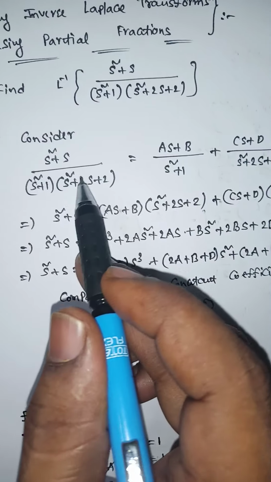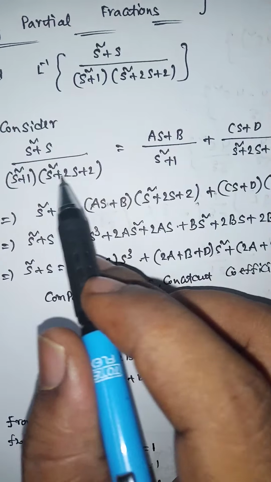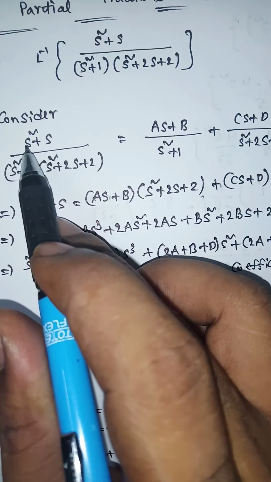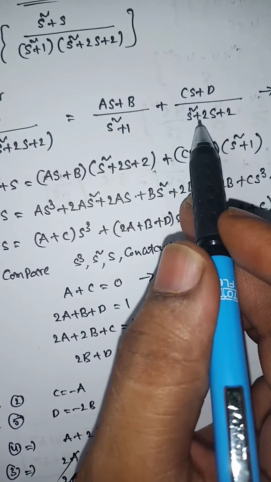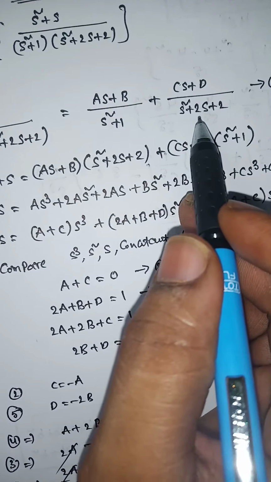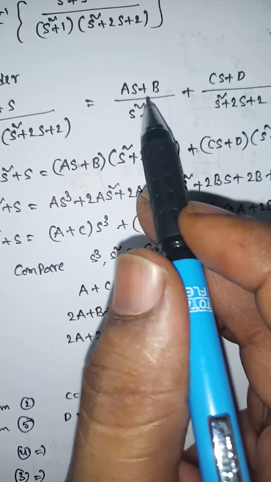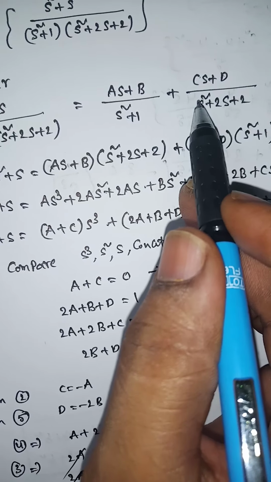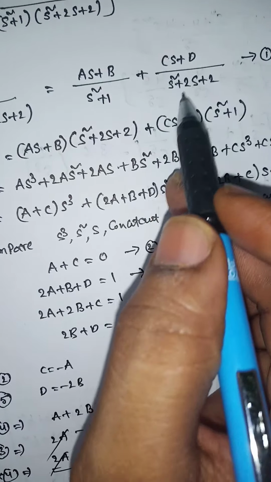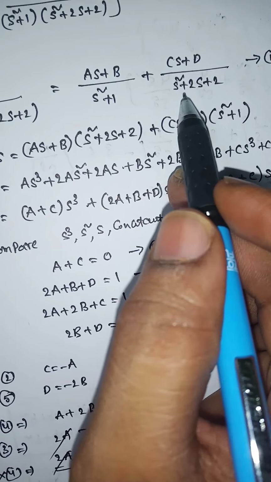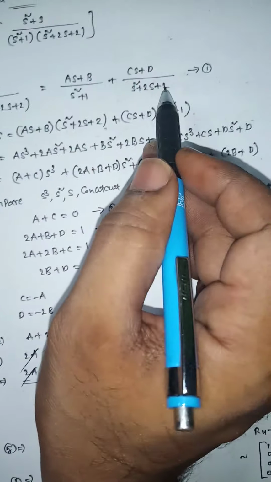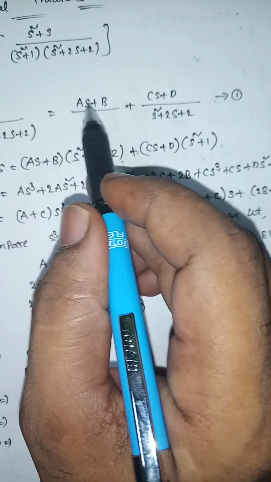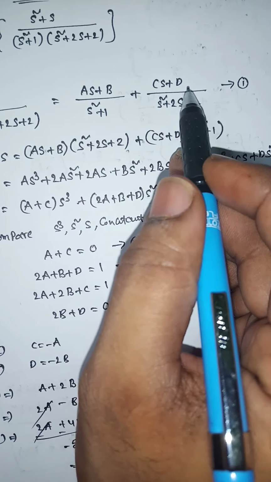Now next, take the LCM on both sides, cancel the LCM. This side, s square plus s you will have. This side, (s square plus 1) into (s square plus 2s plus 2) is the LCM. By cancelling s square plus 1, you will have (as plus b) into (s square plus 2s plus 2) plus (cs plus d) into, by cancelling s square plus 2s plus 2, you will have into (s square plus 1). Now the main thing is finding these a, b, c, d values.